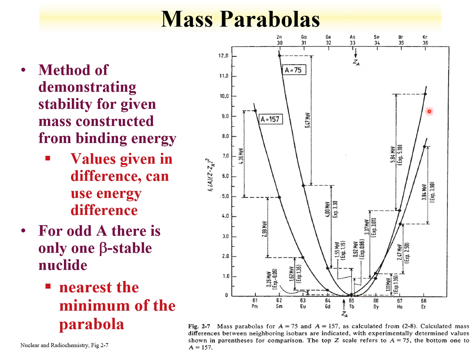If we go to the 157, we're looking at the lanthanides, we see a similar trend. So what this shows is it's a way of plotting the energy from one isotope to another, and it also clearly identifies those stable isotopes. Those are at the bottom of the mass parabola. And for odd A isotopes, there's only one beta stable. And for even A isotopes, sometimes there will be multiple beta stable isotopes.